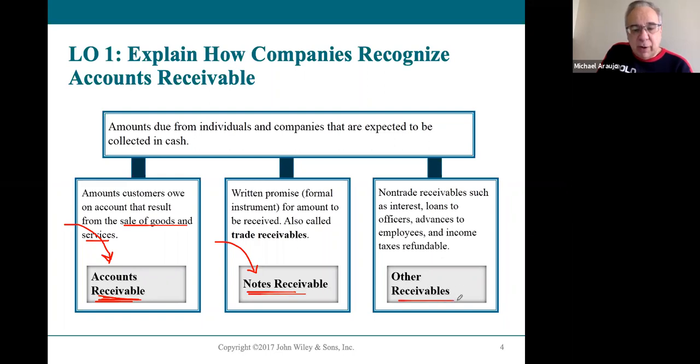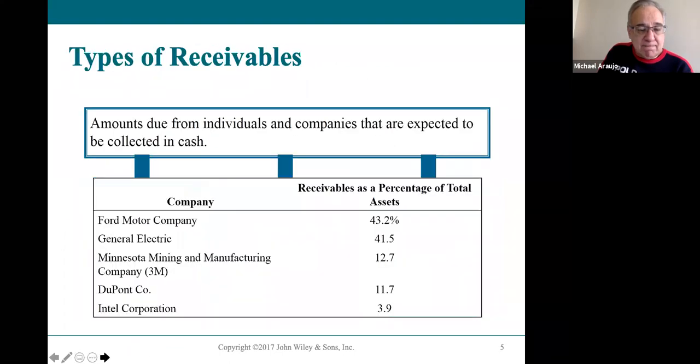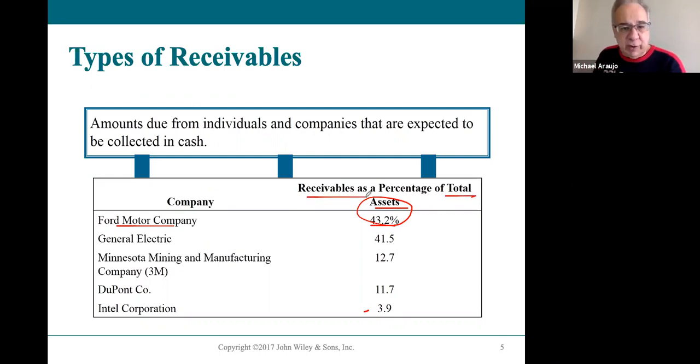Businesses have a whole bunch of other receivables. Your book kind of explains a few of them, but we're not going to be dealing with those in this particular chapter. But simply, a receivable is you're waiting to get paid, right? You're waiting for cash. Some companies have lots of receivables as a percentage of their assets. Some companies don't. The reason why Ford has a very high percentage of its total assets as receivables is simply how that industry is structured, right?